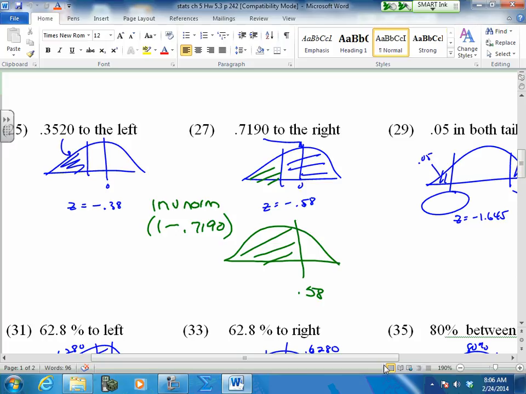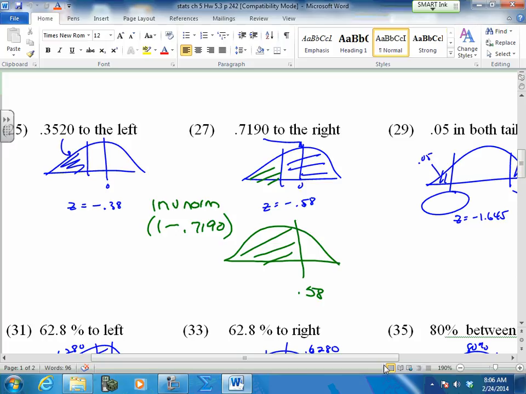Everybody good with that one? Do you see the symmetry in the chart? If you looked up the positive, if you looked at the 0.7190 and you got the positive value, you have symmetry in your graph, right? Symmetry about the mean here.